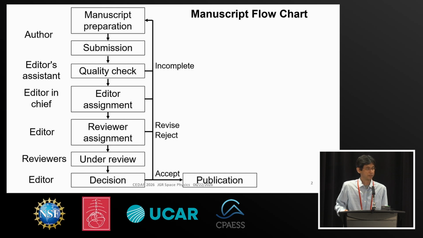Because many students are in the audience, I'd like to begin with a very brief background about how the papers are handled, and then we'll talk about more specifics. So once the authors do research and submit papers, they come to the editor's assistant to get quality checked. If there's no problem, that's passed to the editor-in-chief, and an editor will be assigned to your paper. Then the editor will assign reviewers. The reviewers will submit reviews to the journal, and the editor will make a decision. If the decision is to revise or reject, then the paper will be sent back to the authors. If the decision is accept, then it's going to be published.